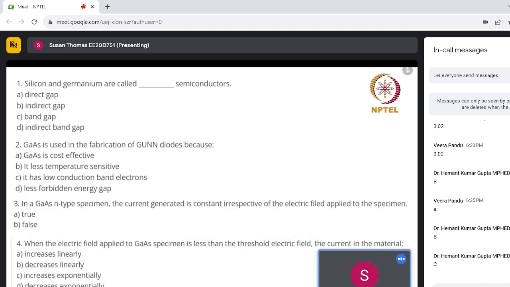Okay, now we have a few questions based on Gunn diodes. A few basic questions, maybe you already know that, but just refreshing. Silicon and germanium, are they direct gap semiconductors? Are they indirect gap semiconductors, direct band gap or indirect band gap?